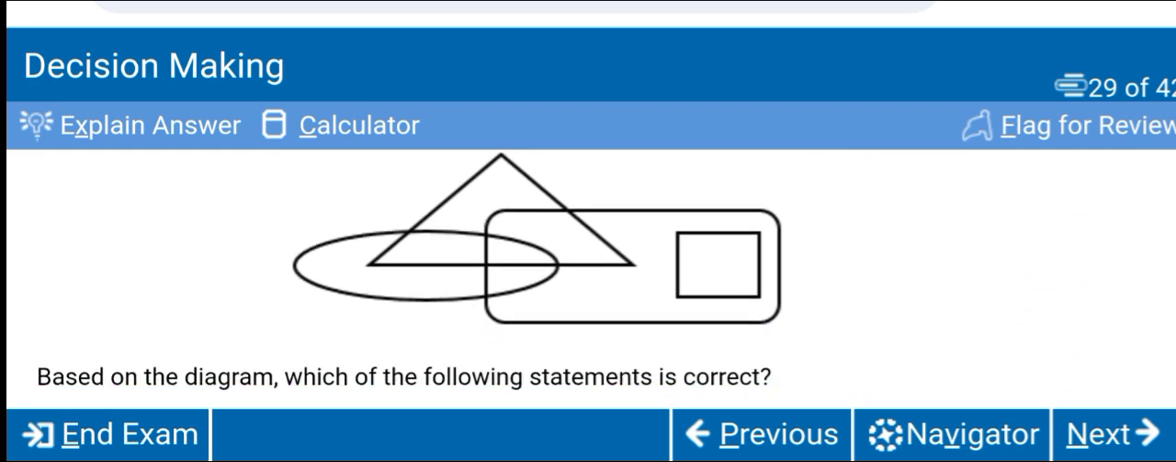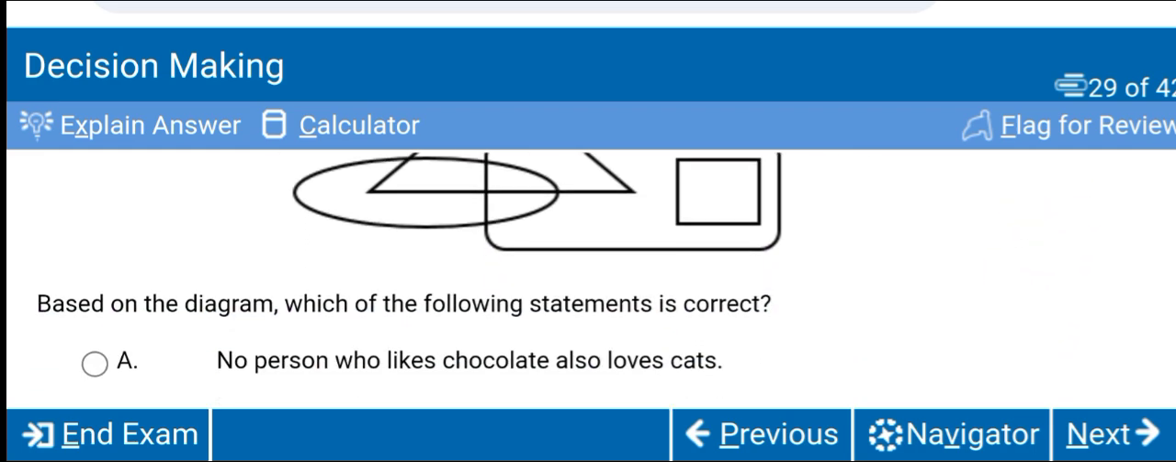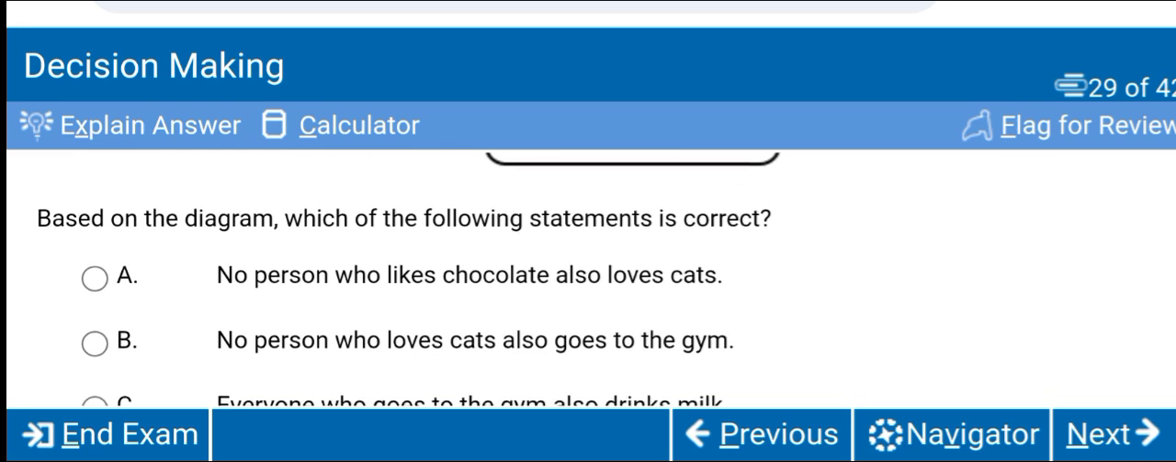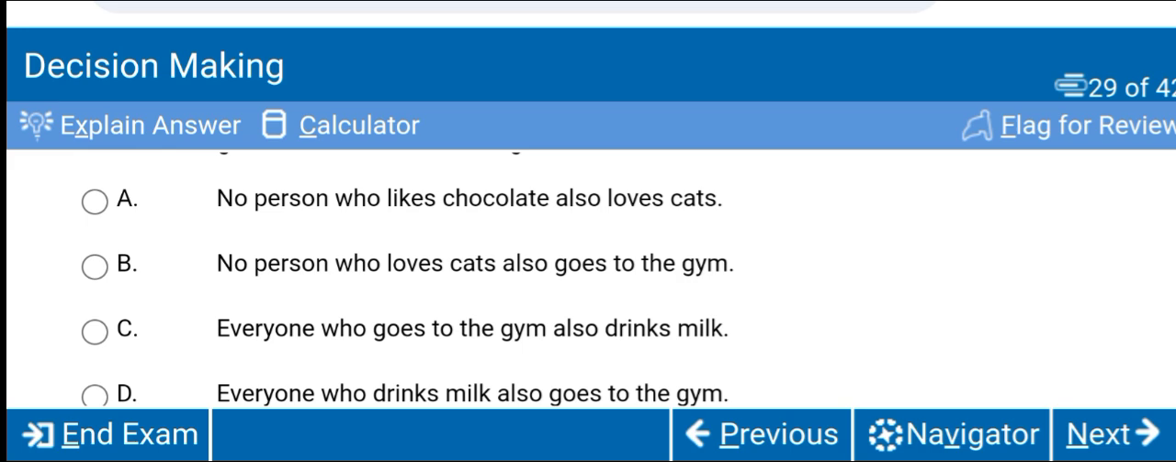So here we have a Venn diagram of all these shapes. Based on the diagram, which of the following statements is correct? Option A, no person who likes chocolate also loves cats. Option B, no person who loves cats also goes to the gym. Option C, everyone who goes to the gym also drinks milk. Option D, everyone who drinks milk also goes to the gym.